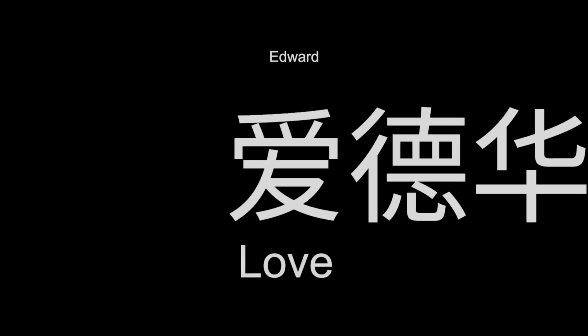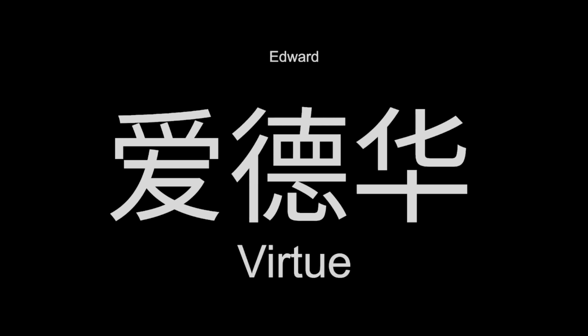The first example is Edward. Its Chinese translation is 爱德华. 爱 means love or affection. It conveys a sense of caring and compassion. 德 can be translated to virtue or morality. It represents a quality of goodness and ethical behavior.